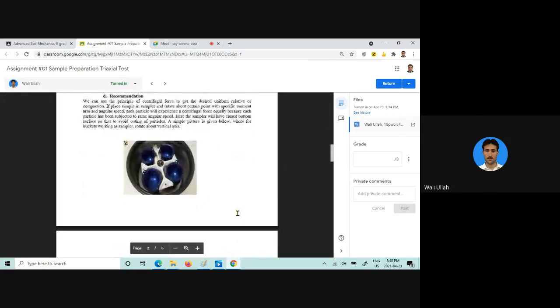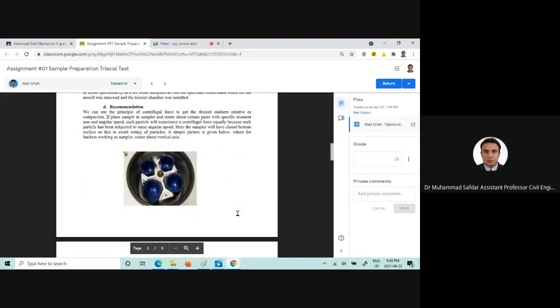Okay, this is good. Okay. Nice. We can use the principle of centrifugal force to get the. So, are we going to use the air pluviation here?